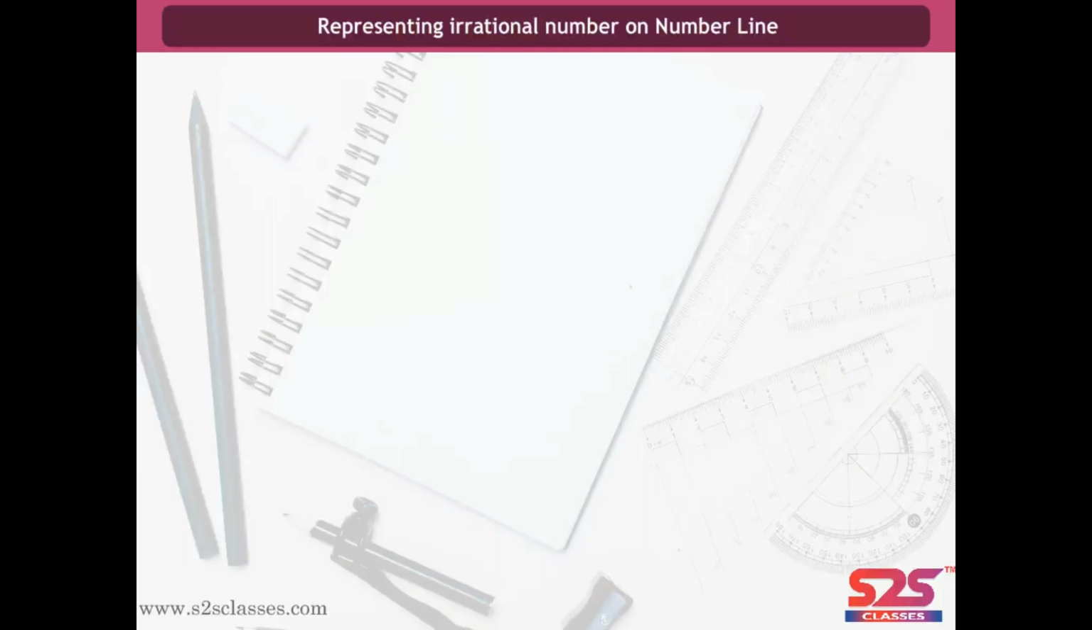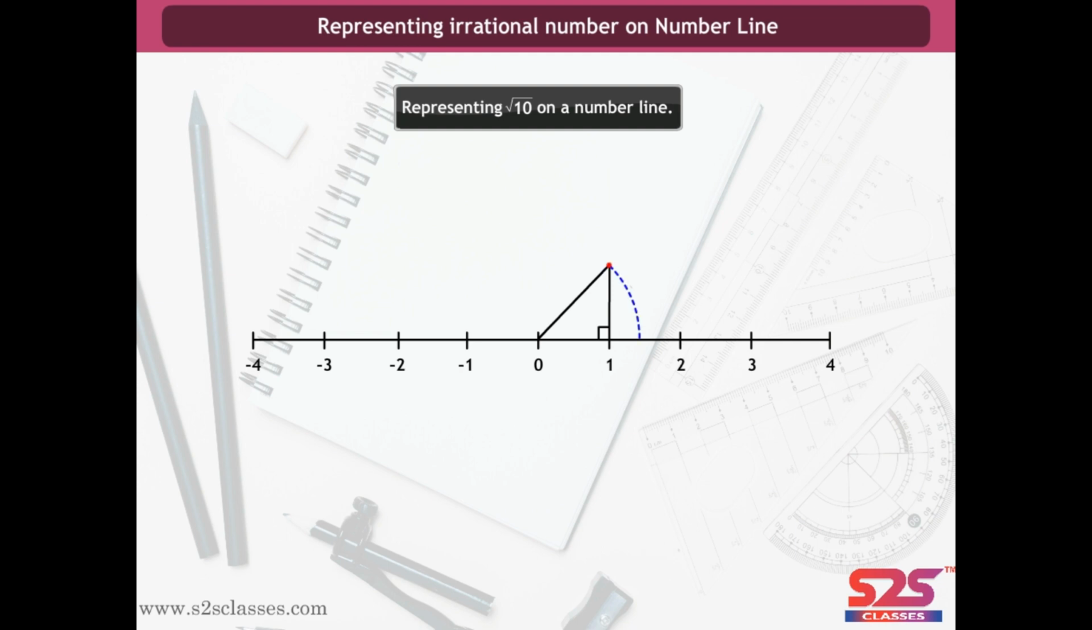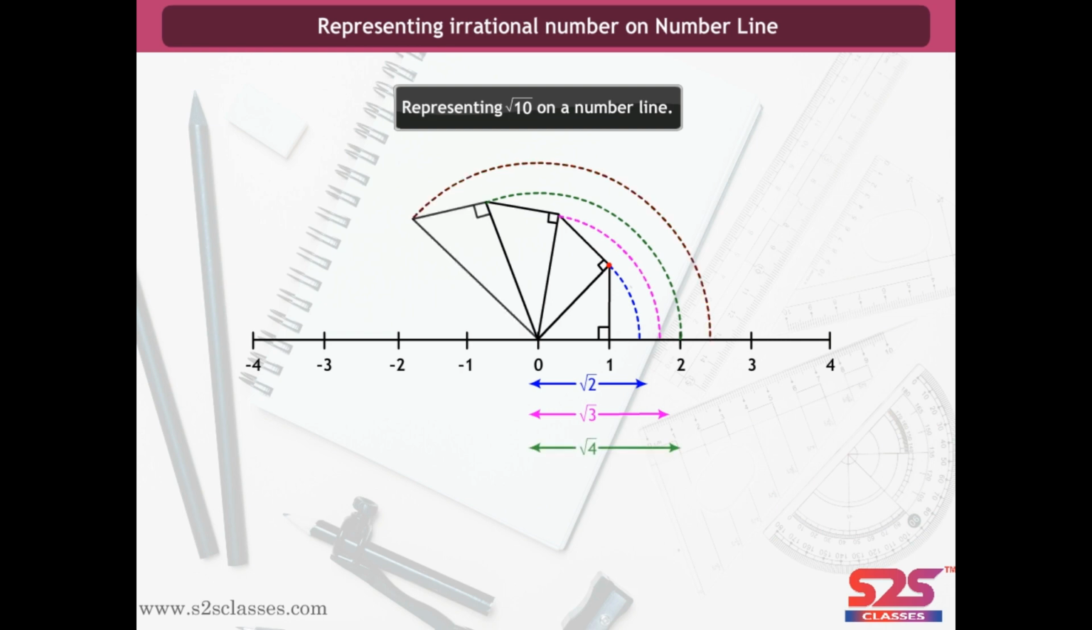Representing irrational numbers on the number line. Let us represent root 10 on the number line. Now one way of doing it would be to construct consecutive irrational numbers, that is root 2, root 3, root 4 and so on. We get root 10, but this could be rather time consuming. So we can do this.